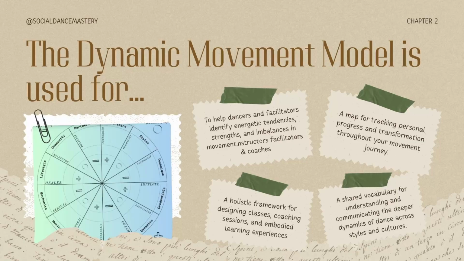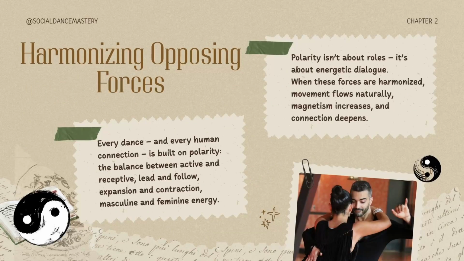Think of it as both a mirror and a compass, right? Because it helps to see where you are and it also helps to show how you can grow. Now, the first aspect of the dynamic movement model is polarity dynamics. Let's look at this first core aspect.